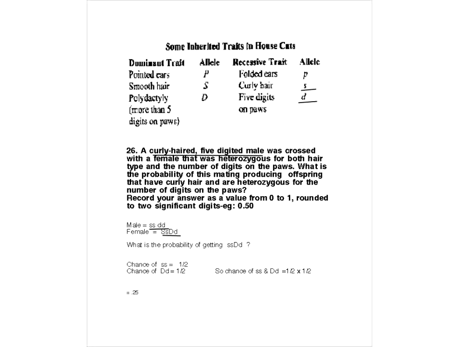The question says, what's the probability the mating will produce offspring that have curly hair and are heterozygous for number of digits? So curly hair is going to be 2 small s's. Heterozygous for digits is going to be big D, little d. So what's the probability of getting this when you have these 2 parents? Well, let's just focus on the s's first of all. What's the chance of getting 2 small s's? It's going to be 1/2, because half the kids are going to have big S, right? The other half of the kids are going to be 2 small s's, right? Okay, so half the kids are going to be 2 small s's.